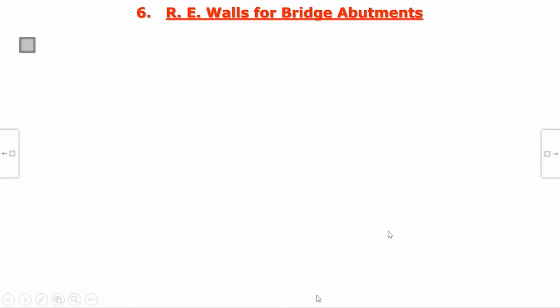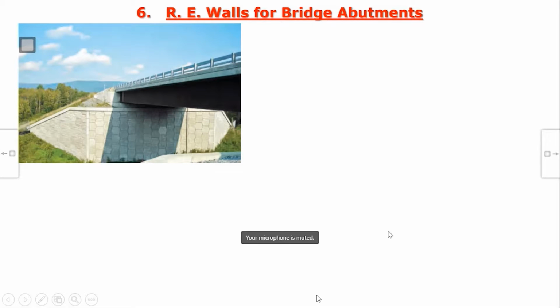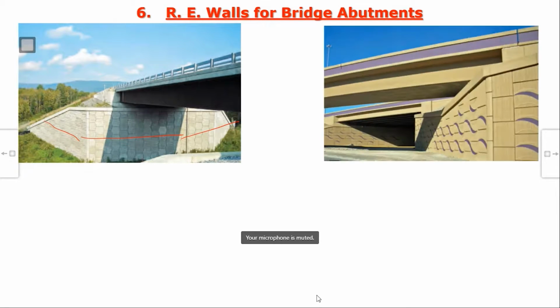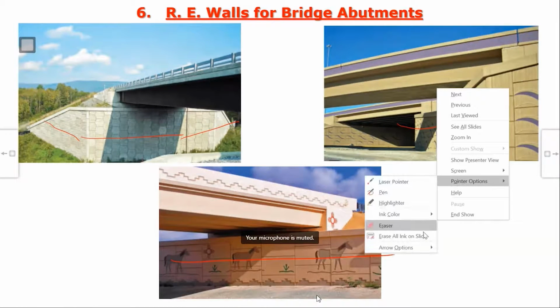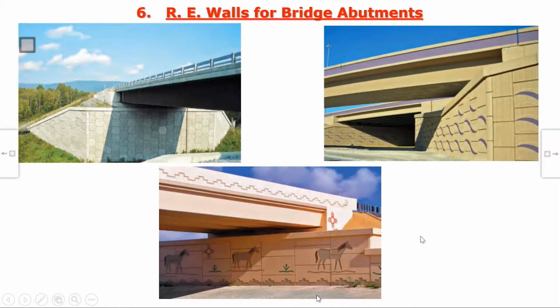You can get economy, and you can make more flexible structure like this. This abutment, this is RE abutment, or this abutment, this one. They are, rather than being normal conventional gravity type abutments, reinforced earth abutments.